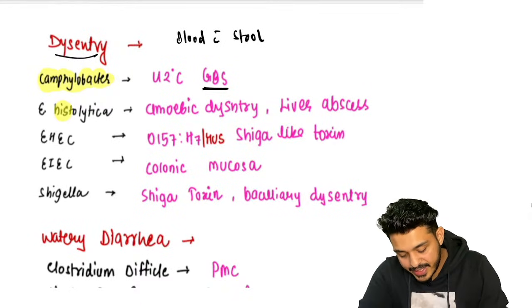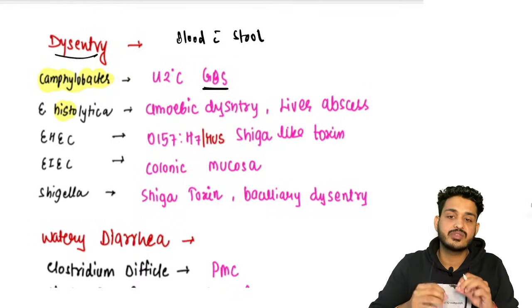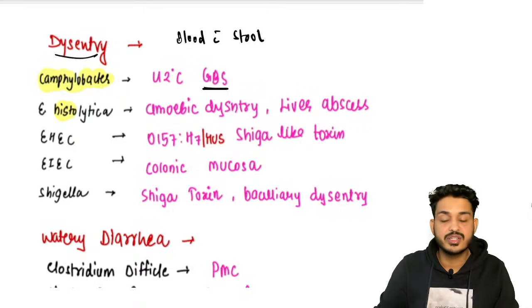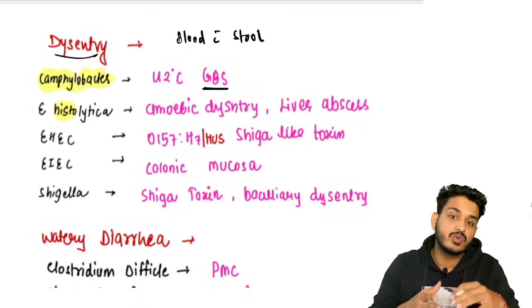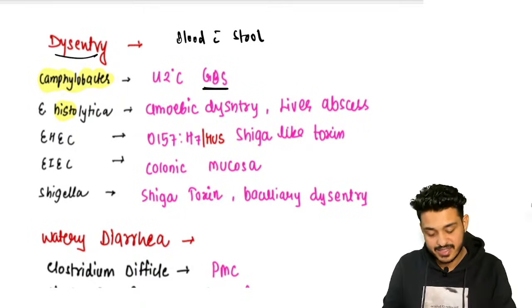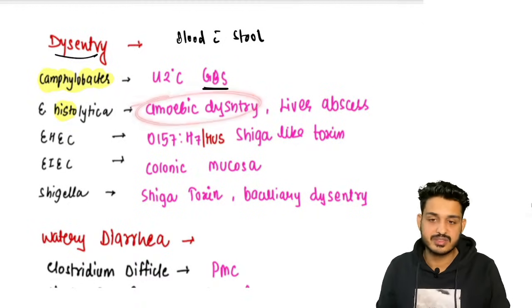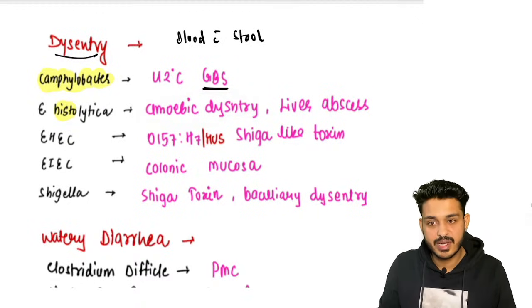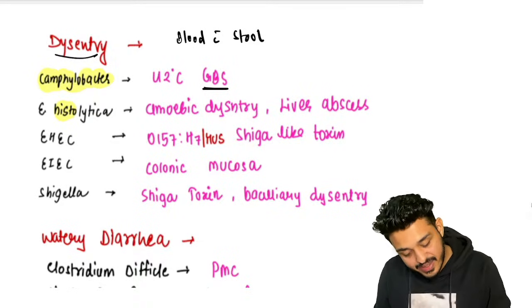Entamoeba histolytica. Histo means tissue, lytica means it is going to break the tissue. If it breaks the tissue, what will happen? It will go to the submucosa, it will break the tissue, you will have bleeding, and this bleeding will be coming out into the stool. This is known as Entamoeba histolytica, amoebic dysentery. It can even lead to liver abscess.